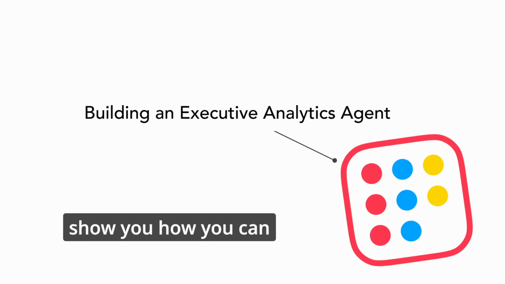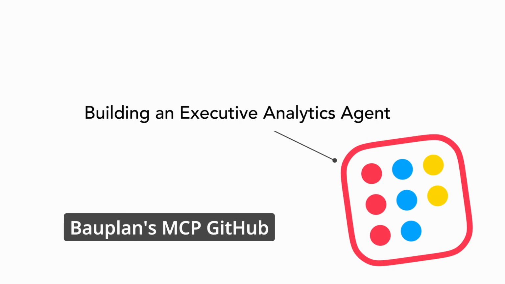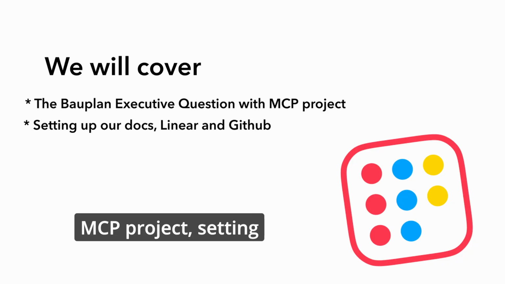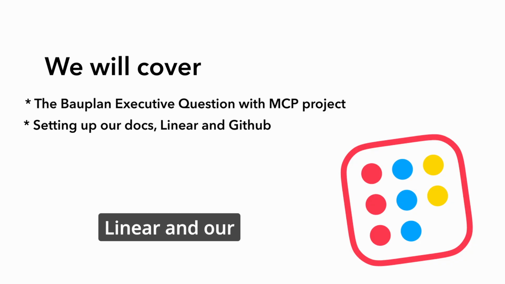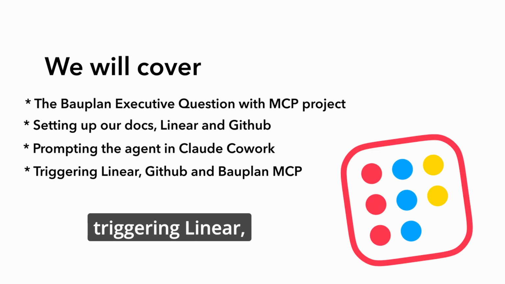Today, we're going to show you how you can build an executive analytics agent using Claude Cowork, Bauplan MCP, GitHub Actions, and Linear. We will cover the Bauplan executive questions with the MCP project, setting up our docs, our Linear, and our GitHub, prompting the agent in Claude Cowork, and triggering Linear, GitHub, and the Bauplan MCP.